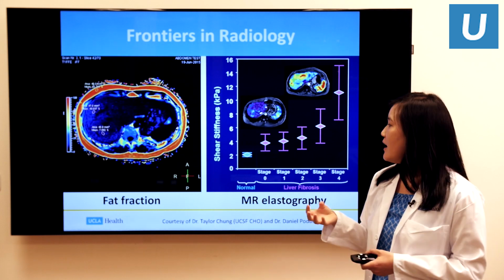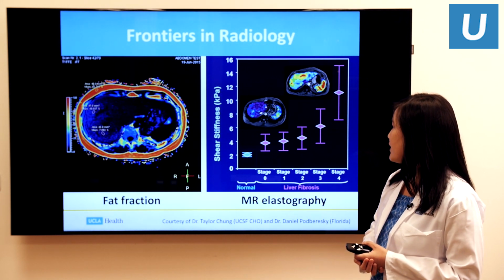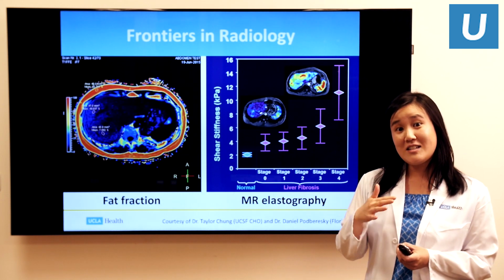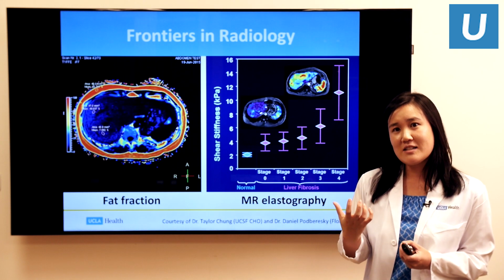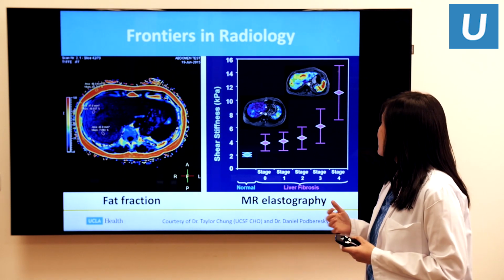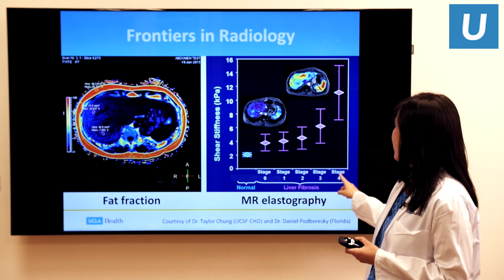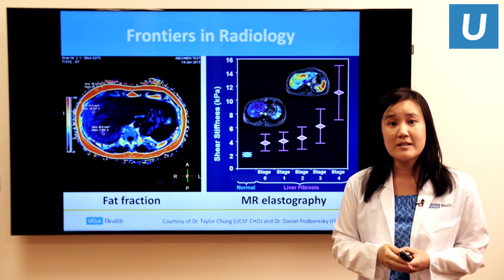There's another MRI technique known as MR elastography, and that's looking at liver stiffness, which gives us a sense of how much of the liver is replaced by scar tissue. So in patients with high shear stiffness, they're more likely to have advanced stages of liver fibrosis.